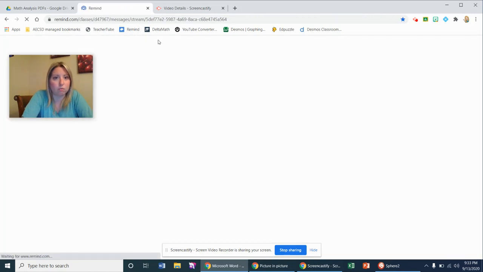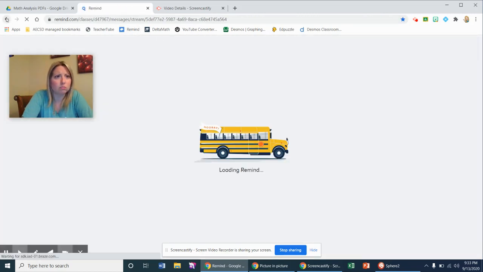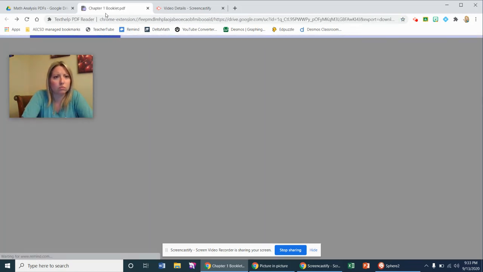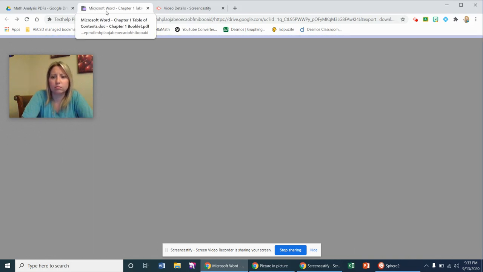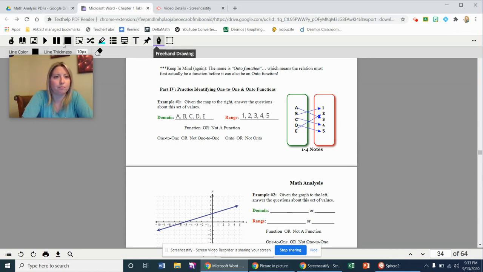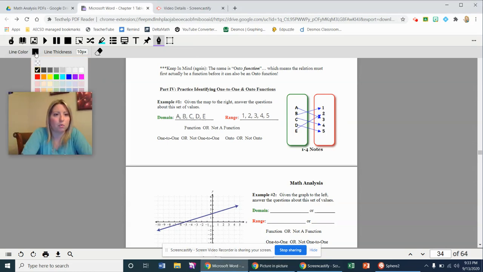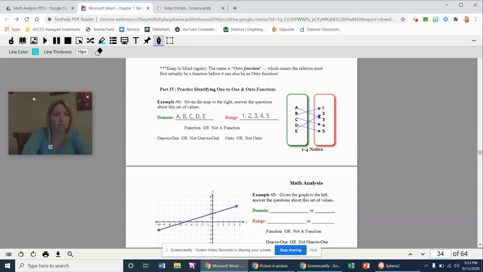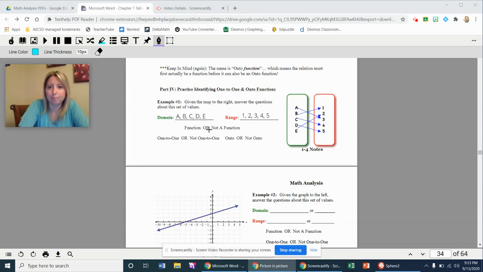Now I'm just going to circle. Line color. Let's see. What do we want? I'm going for this. I'm wearing it. We might as well go for it.